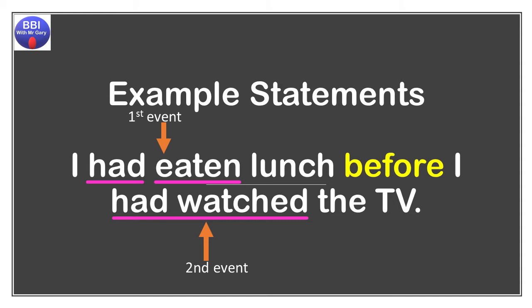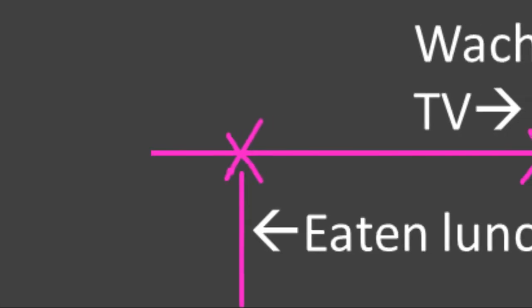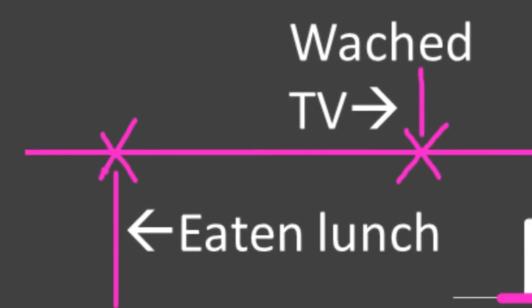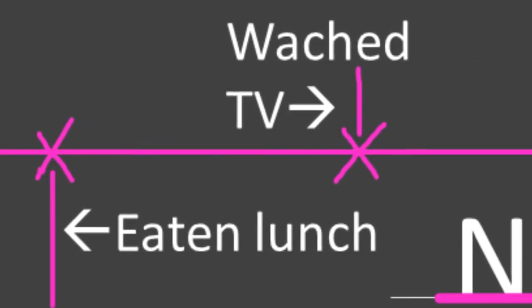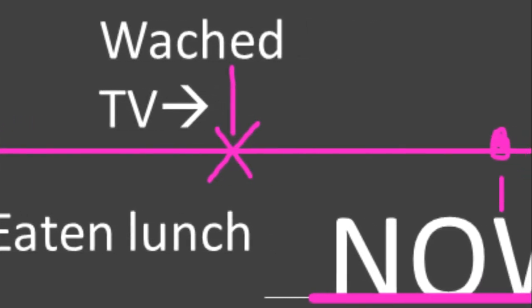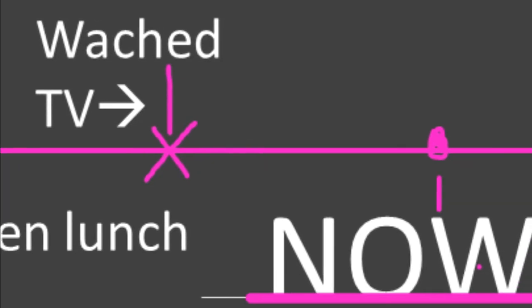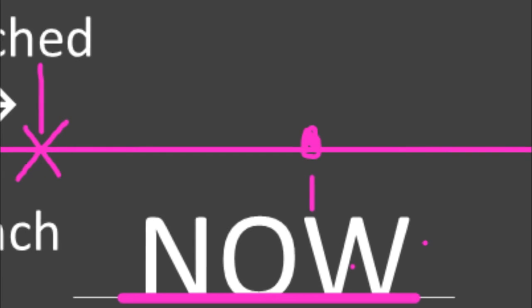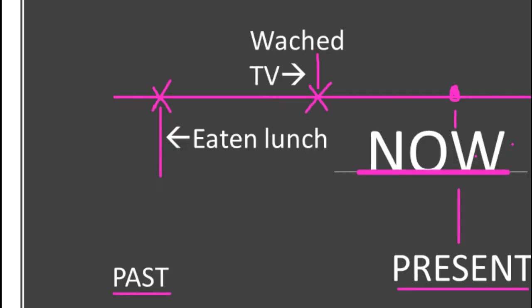Let's look at this example now on a timeline to see what the timeline should look like. Okay, so here we can see the first event is eaten lunch. Then the event that comes after that is watched TV. The person speaking, or who's saying this, is speaking at the time of now. So both of these events happened in the past.